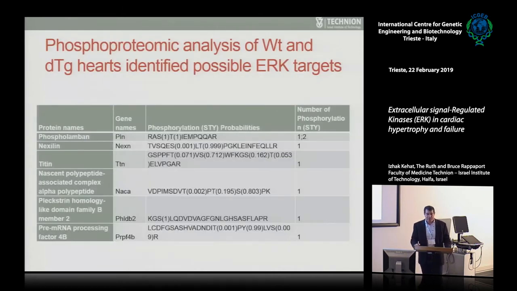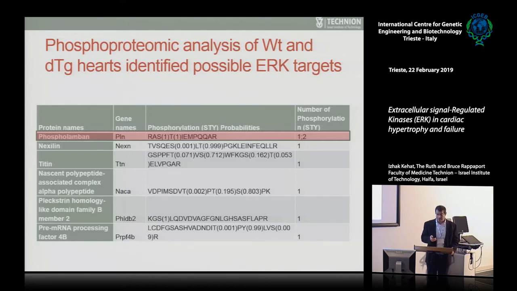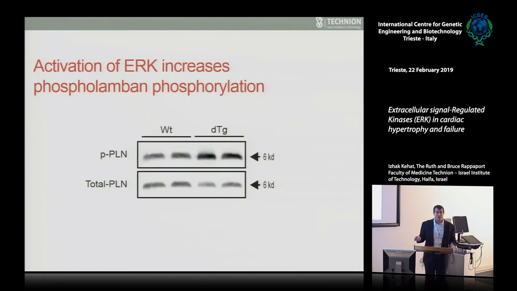So we were also interested in finding the target, because ERK is a kinase, so what are the targets that ERK phosphorylates that could explain this better contractile function? So we performed a phosphoproteomic study at baseline in these mice, and the top hit was phospholamban. We used a Western blot with antibodies for phospho-phospholamban and total phospholamban, and they also showed that phospholamban is excessively hyperphosphorylated in these transgenic animals that express ERK.